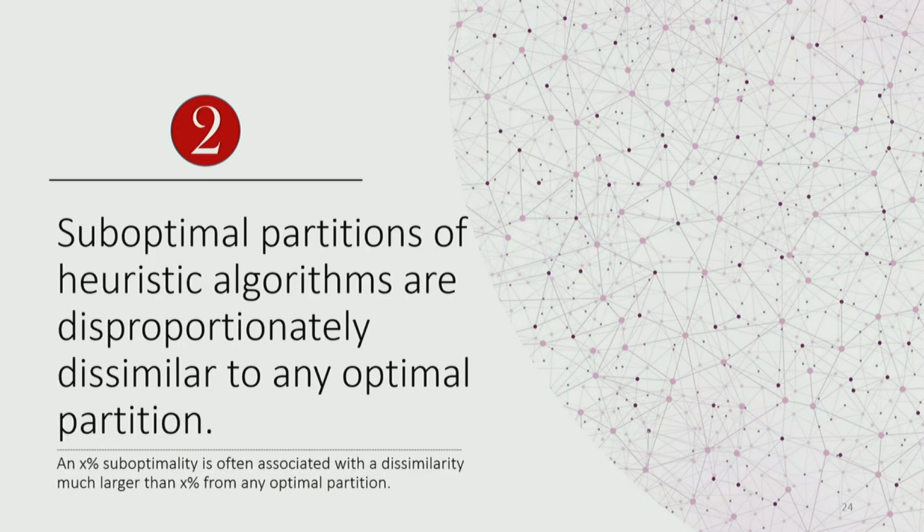And the second observation was that these suboptimal partitions are disproportionately dissimilar to any optimal partition, meaning that if you are X% off from maximum modularity, the partition we get could be much more than X% dissimilar from an optimal partition. You had a question?